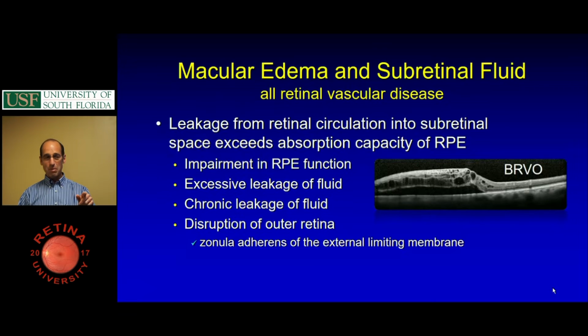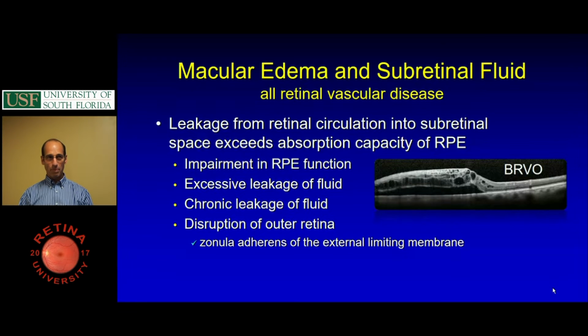The external limiting membrane has zonular adherens, which are not quite as strong as zonular occludens. Zonular occludens are like blood-retinal barrier stuff. Zonular adherens are tight, but not that tight. So it's probably disrupting the zonular adherens. Zonular occludens are in the RPE. Yeah, those have the zonular occludens.